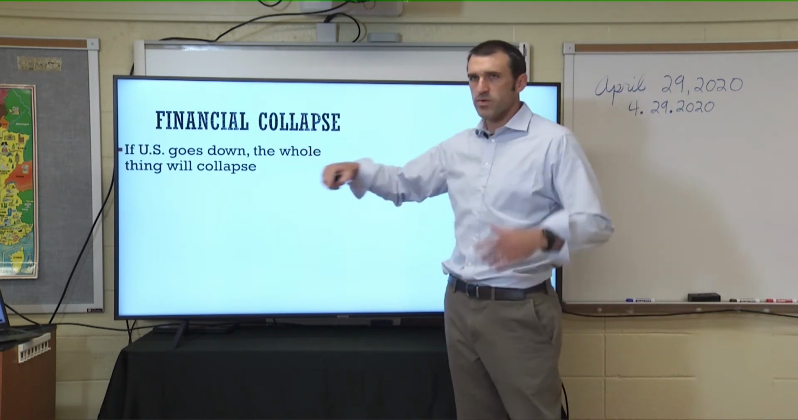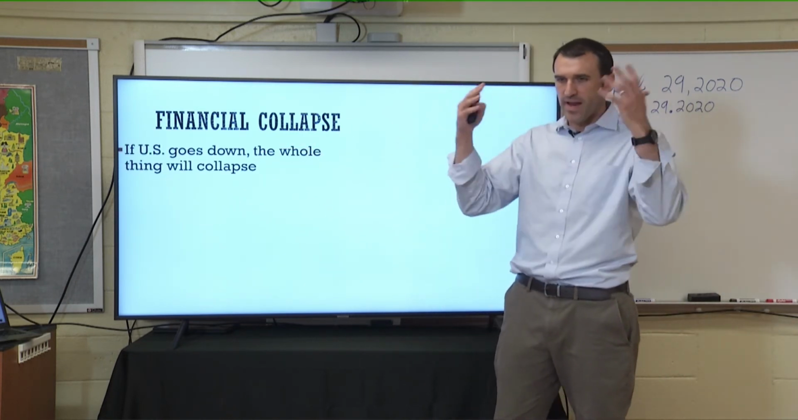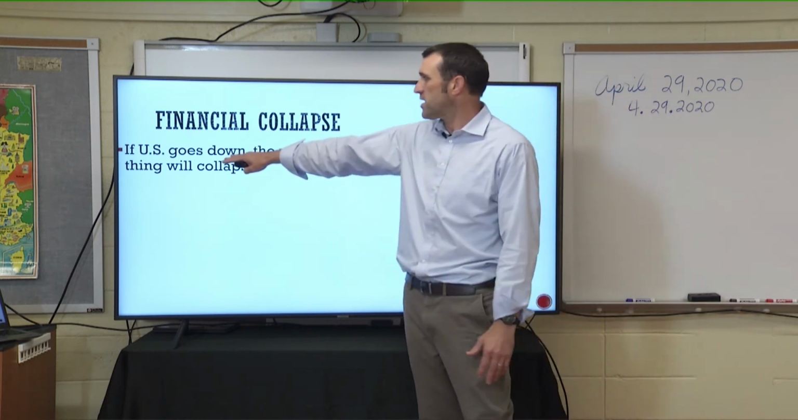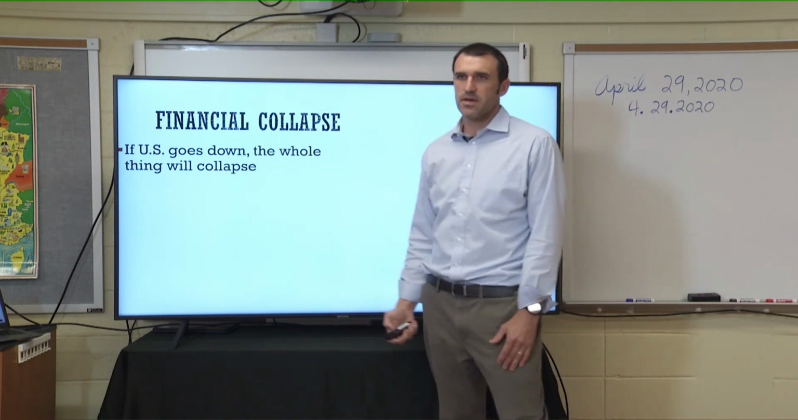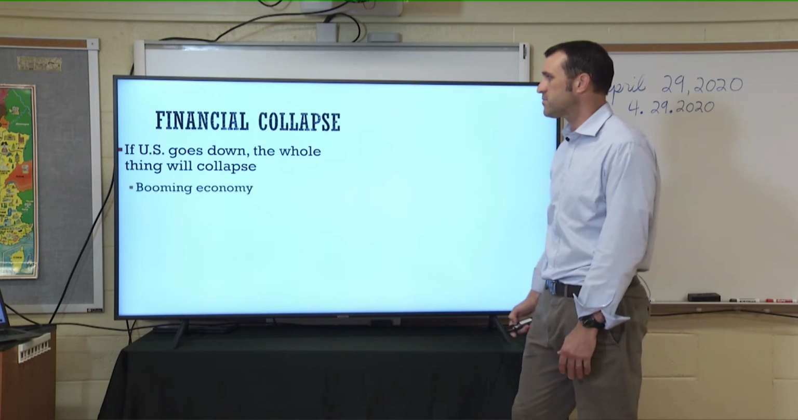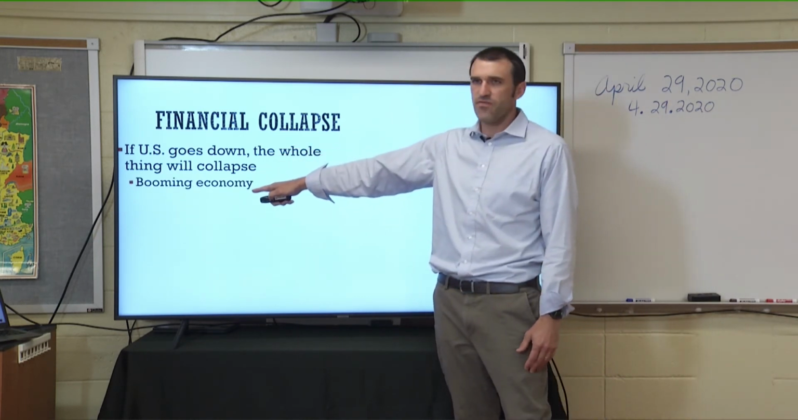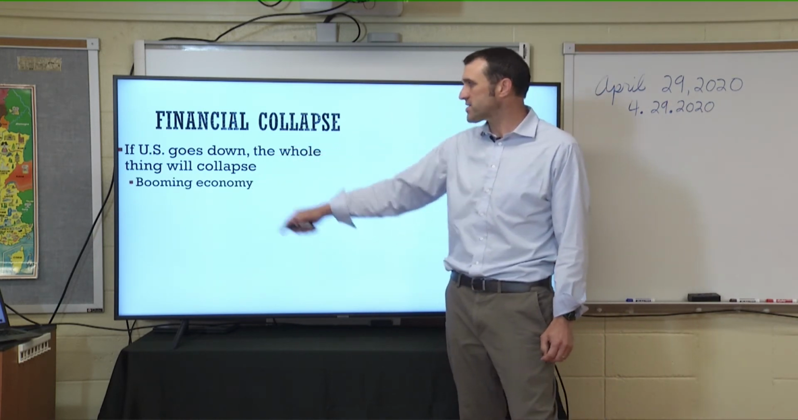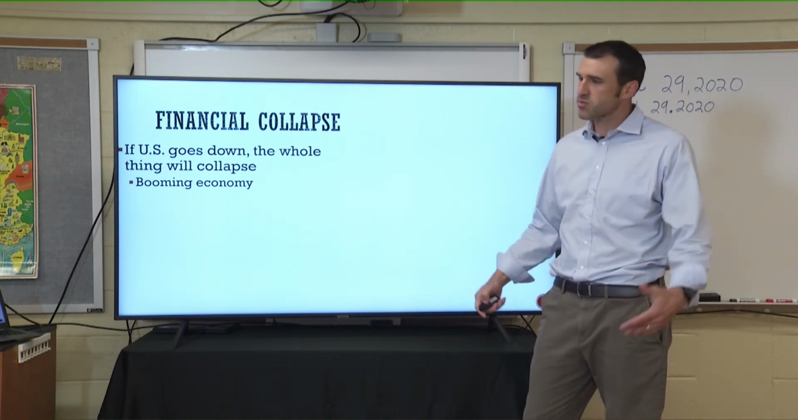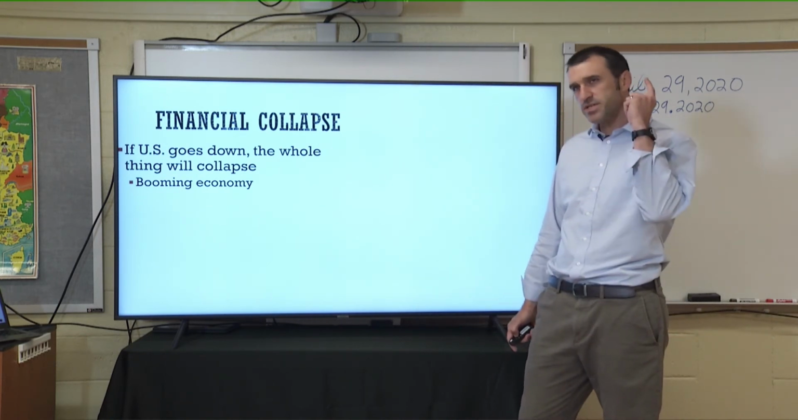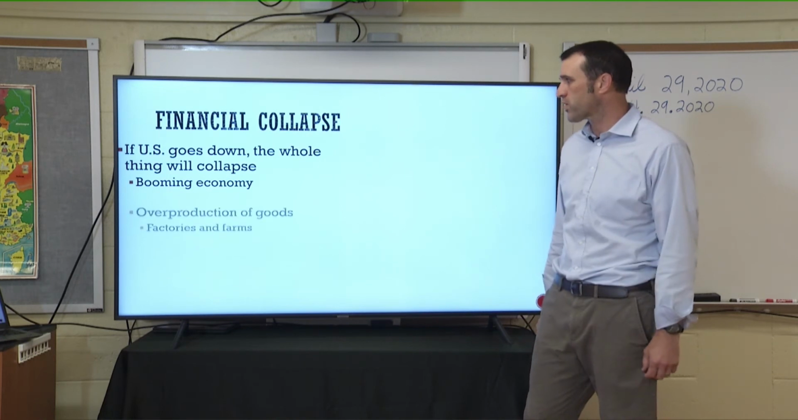Well, if you remember, we talked about the U.S. growing in power financially and politically. If something happens in the United States, the whole thing's going to collapse. And in the 1920s, following World War I, the U.S. experienced a booming economy. Things were going great. In 11th grade world history, they'll talk about it, called the Roaring '20s.